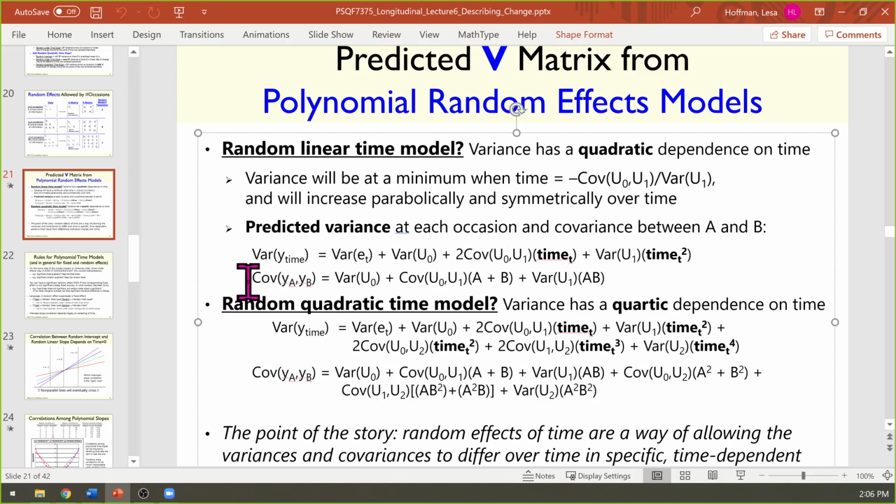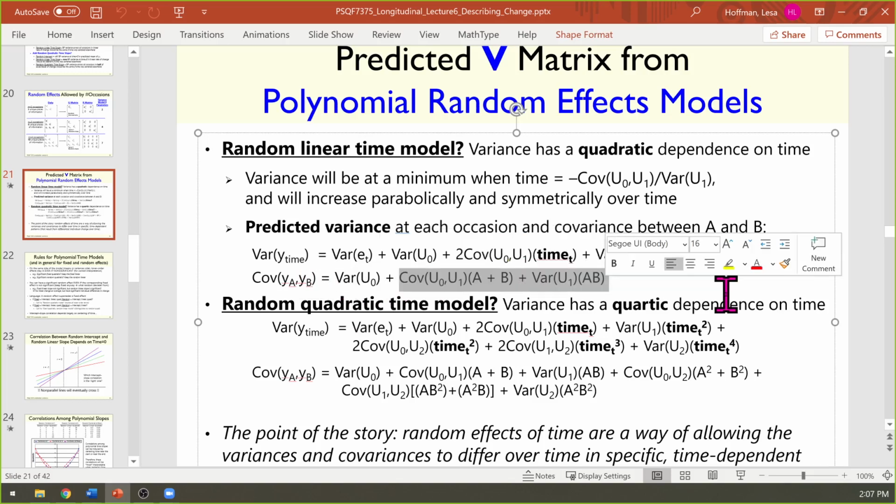And the covariance between any pair of occasions starts off with what it was for the random intercept only model, but it also has this stuff here, which is a function of the random slope. So big picture, the pattern that the V matrix has after adding a random linear time slope is non-constant, and it depends on the exact time values observed. I don't expect you to memorize these formulas, but having a general sense that a linear model results in a quadratic pattern of changing variance, that's what I'm looking for here.